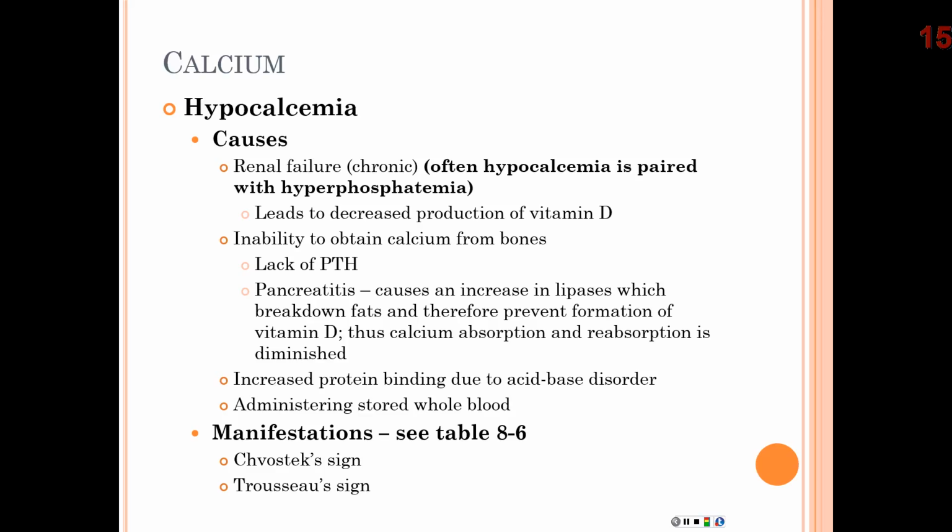So Chvostek's and Trousseau sign are indicative of hypocalcemia. You'll see they are also related to hypomagnesemia and hyperphosphatemia, so just the opposite. So these signs indicate some problems with calcium, magnesium, and phosphate. Calcium is the big one, but you will also see them show up with those other two electrolytes.